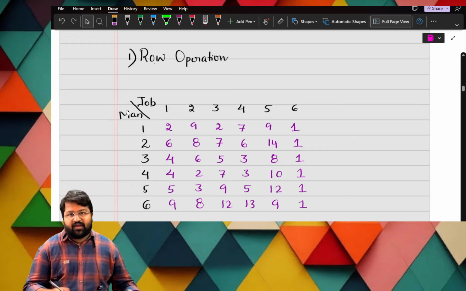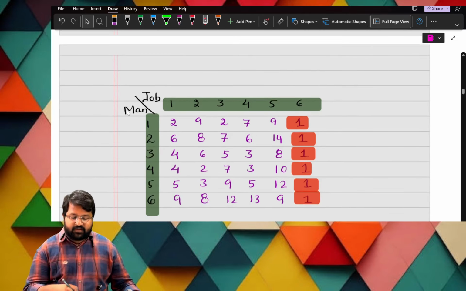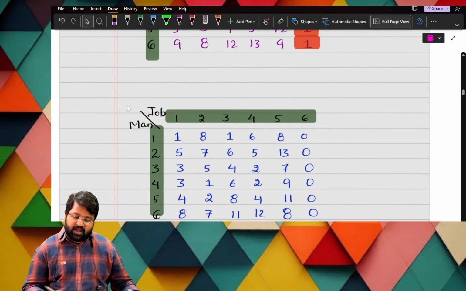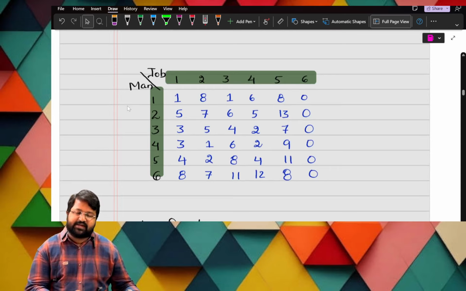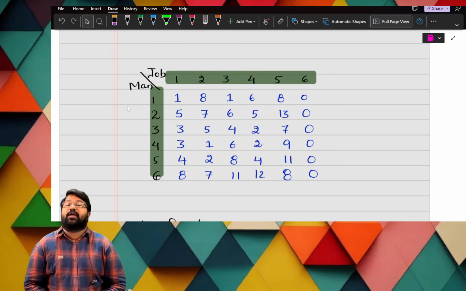So this is I have taken the matrix. I have identified the rows. These are the rows, and I have marked the least number, and what I have deducted. So this is my end result. This is the result of row operation. Sir, what we have to do next?